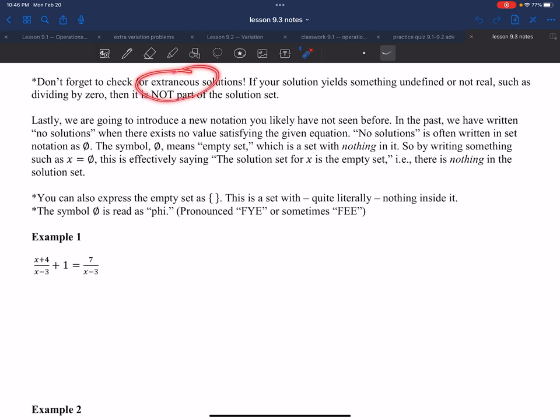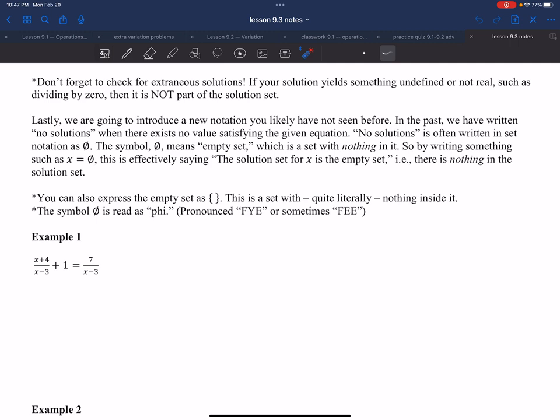We check for extraneous solutions the same way we always have, just plug it back in. But really, all you really need to do is see if it makes the denominator 0. Okay, you don't actually have to carry out the entire calculation usually. If you just see if the denominator is 0, that's pretty good for rationals, okay?